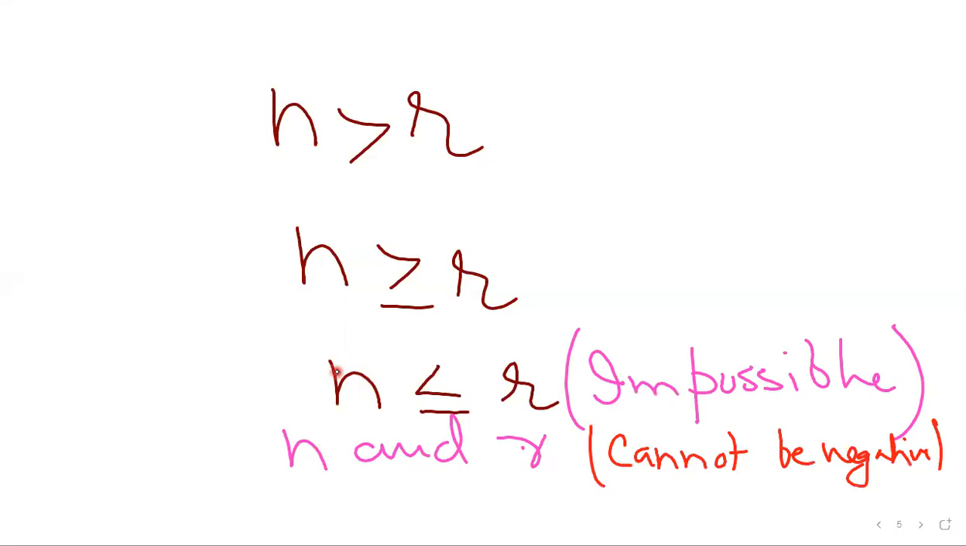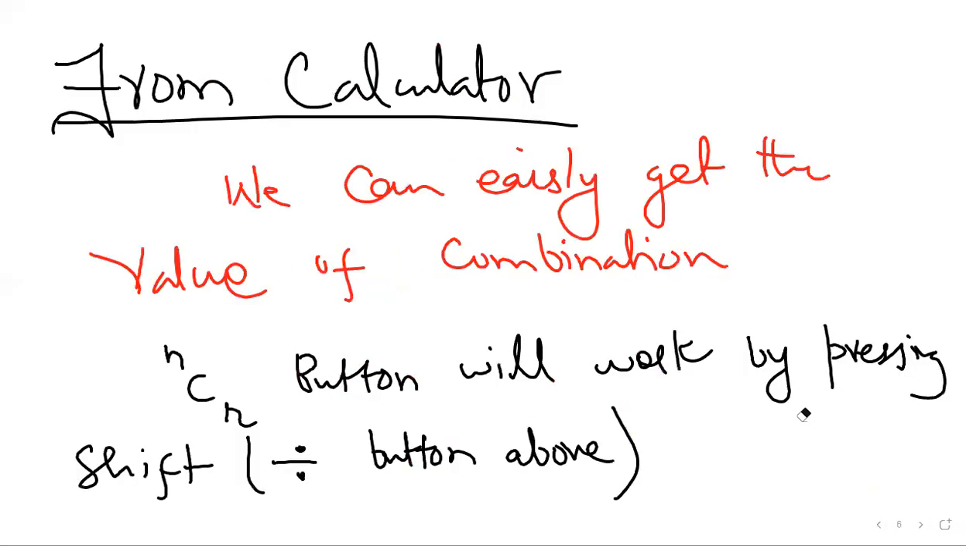But it is an impossible situation that r will be greater than n. Impossible. If the strength is only 11, then how can I select a 12th one? It is impossible. The fourth one, n and r cannot be negative, because when we are selecting anything, it cannot be negative. Combination also doesn't work for negative values.